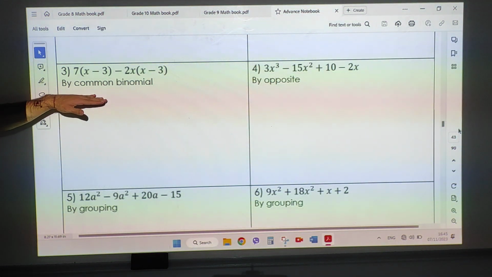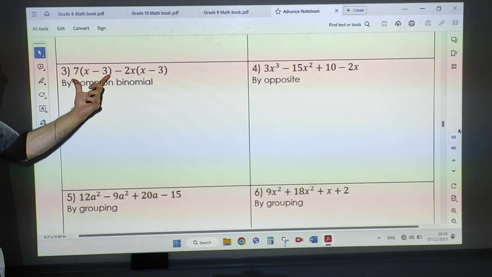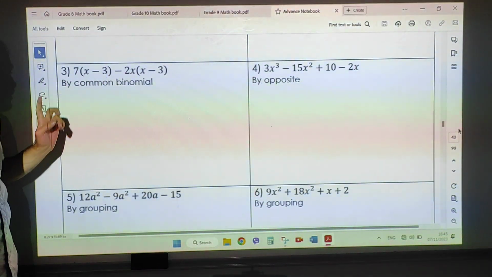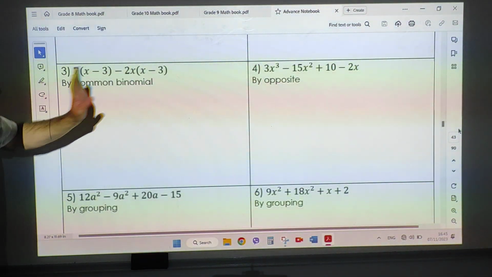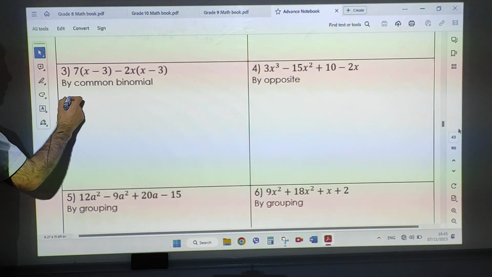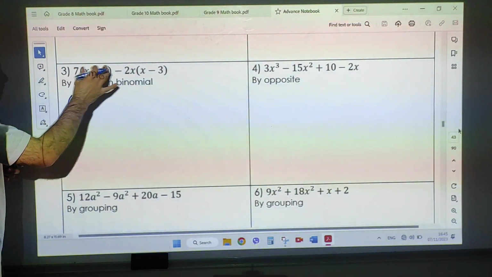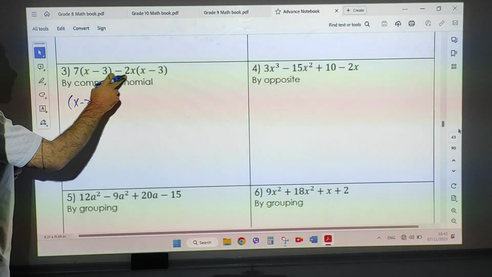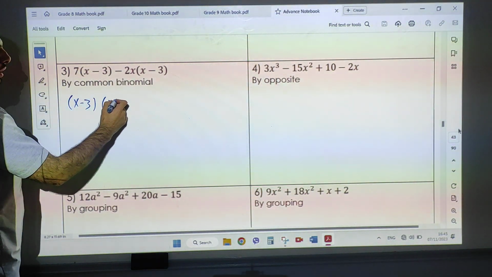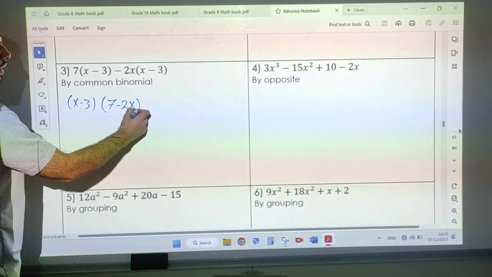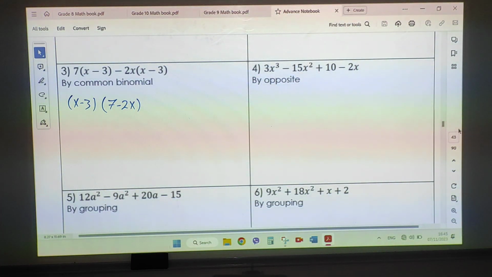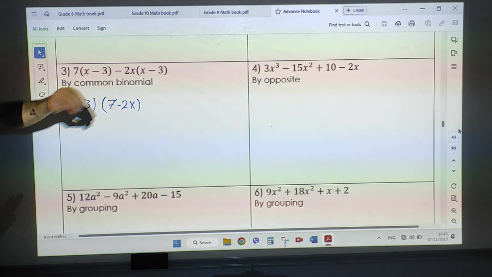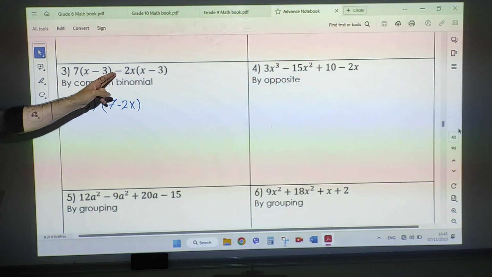By common binomial, very simple common binomial, if we have two parts but we have the same bracket in both of them, same bracket. If you have same bracket, x minus 3, they are same. You write that bracket because it's common for both of the sides. We open another bracket, we write what we have outside the brackets, 7 minus 2x. That's all that you need to do. When it's common binomial, means you have the common bracket in both of the sides. You will take it as common for this side and this side. You open another bracket, you write what you have outside the brackets.